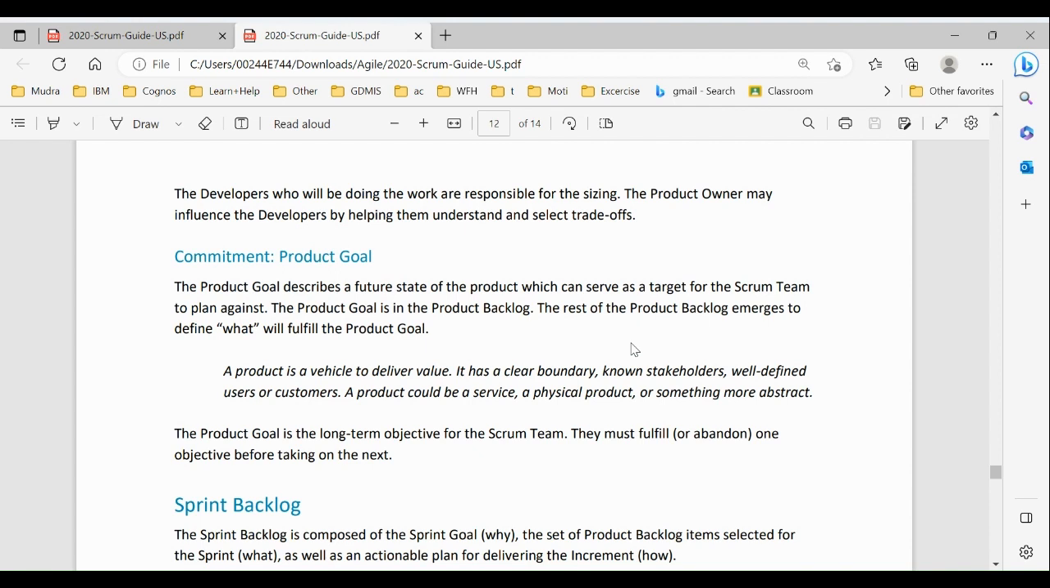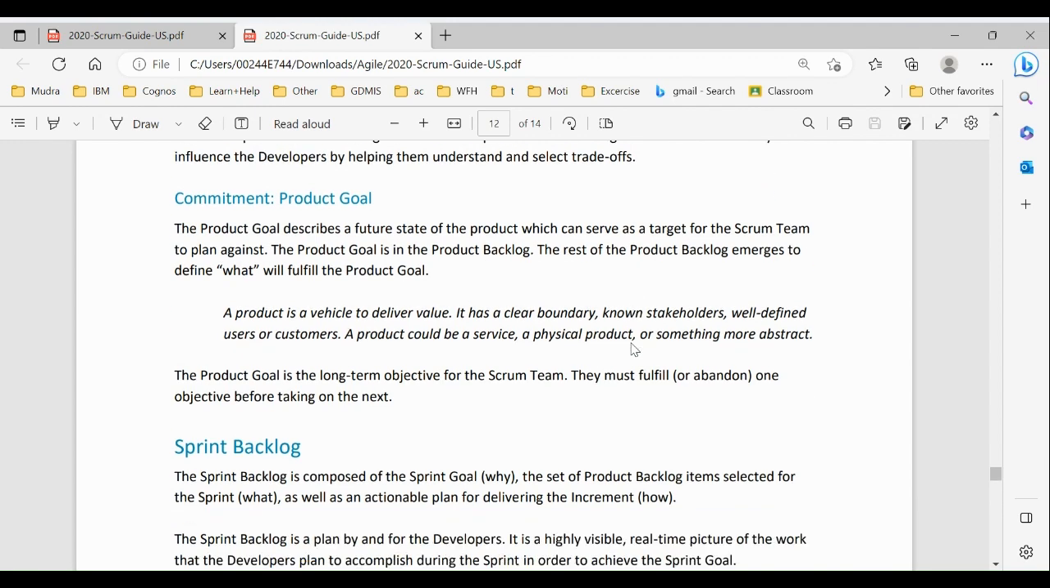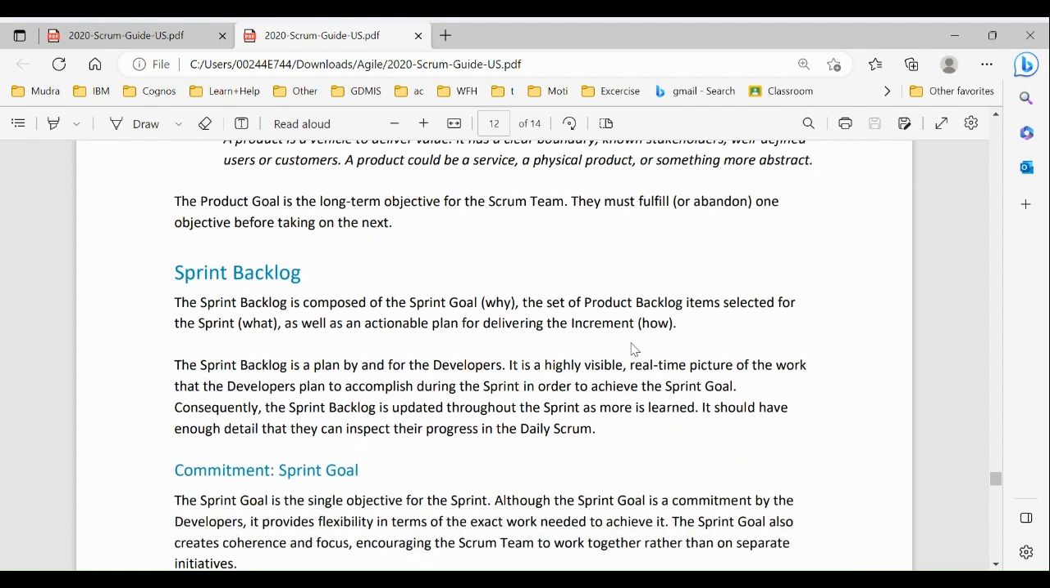A product is a vehicle to deliver value. It has a clear boundary, known stakeholders, and well-defined users or customers. A product could be a service, a physical product, or something more abstract. The product goal is the long-term objective for the Scrum team. They must fulfill one objective before taking on the next.